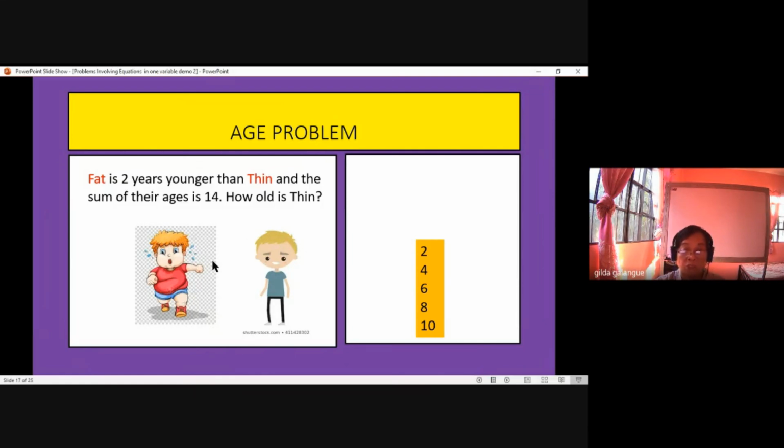So we can make use of mental mathematics. We can make use of 6 and 8. So 6 plus 8 is 14, and 6 is 2 less than 8, no? Therefore, the question is how old is Teen? Our answer is 8. Teen is 8 years old.